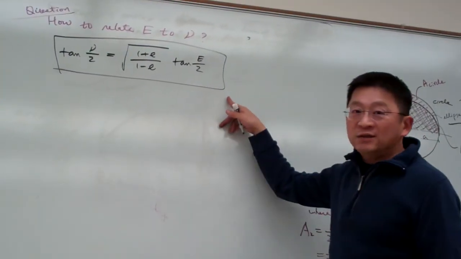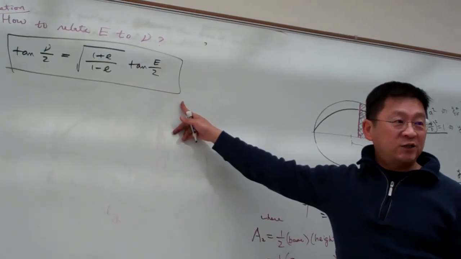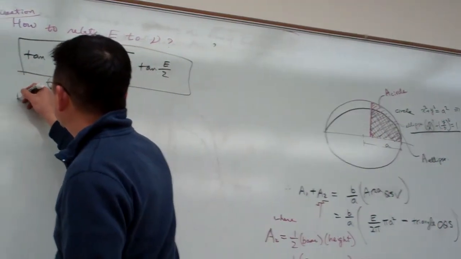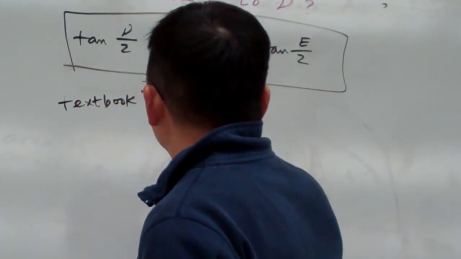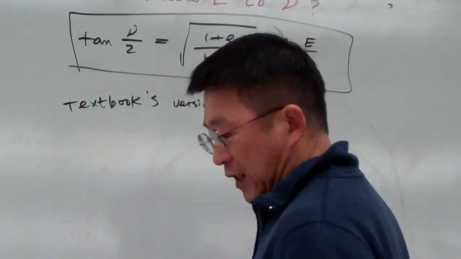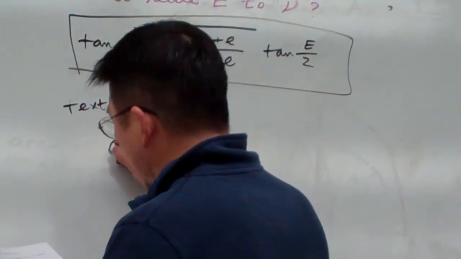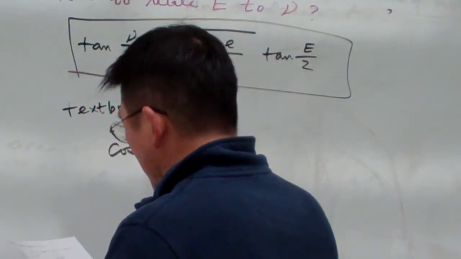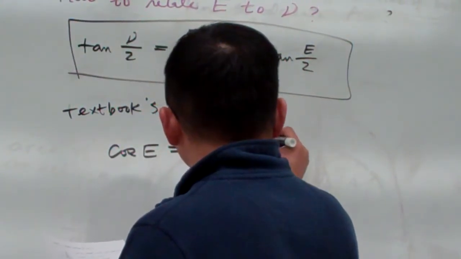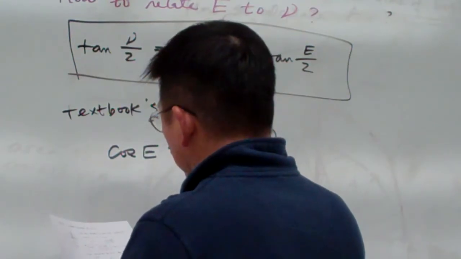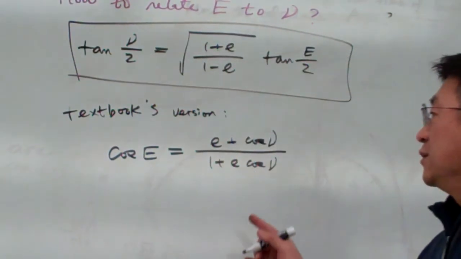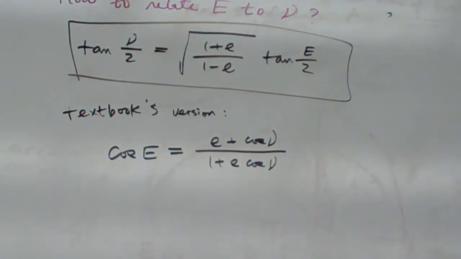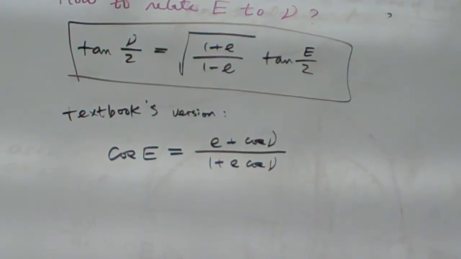And this equation is not provided by our textbook. Our textbook version is this: cosine E equals (e plus cosine nu) over (1 plus e cosine nu). I won't recommend you use this one, but let me give that to you. Why? The reason?